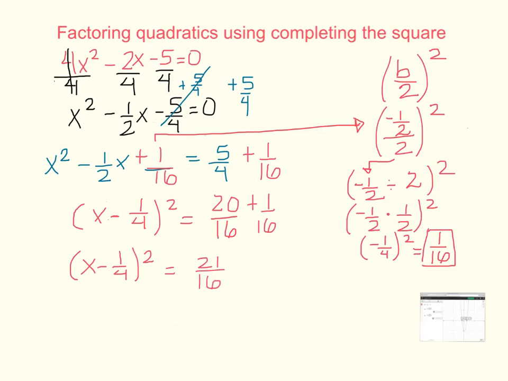Just like in the prior video, I'm going to take the square root of both sides. And on the left side, the square root and the power of 2 cancel each other out, leaving me with x minus 1/4 equals plus or minus the square root of 21 over 4. I can take the square root of 16 and say it's 4. 21 is not a perfect square, so it's going to remain inside the square root.